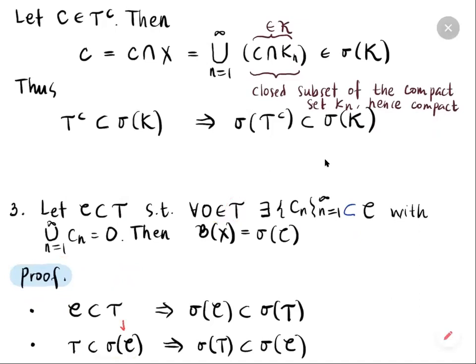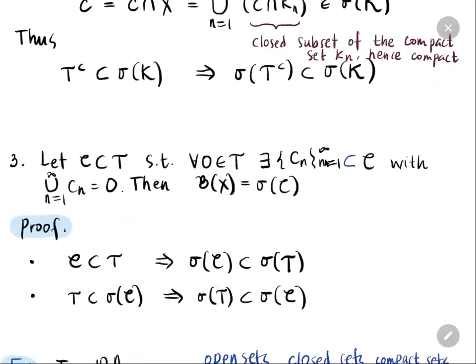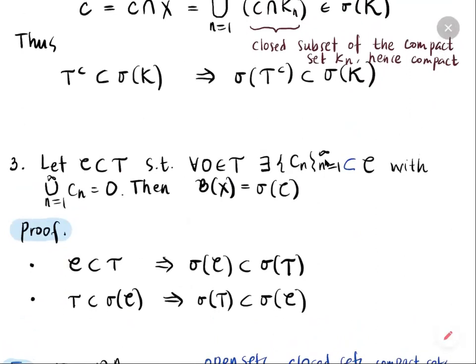Therefore, sigma of C is a sigma algebra containing the topology T. And since sigma of T is the smallest sigma algebra containing T, this implies that sigma of T must be a subset of sigma of C. Okay. Hence, combining these two inclusions, we conclude that the sigma algebra generated by C is the same as the sigma algebra generated by the open sets. And recall again that this is the Borel sigma algebra on X, proving this equality here.